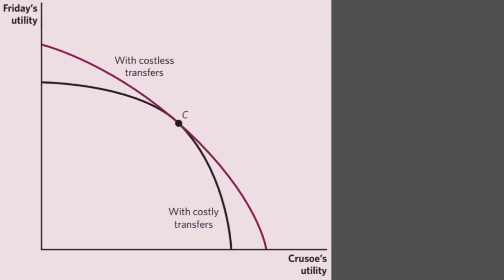In diagrams, we show this with two curves. The red one assumes costless transfers. The black one, which lies lower, reflects costly transfers. At point C, where no redistribution happens, they overlap. But anywhere else, the cost of redistribution drags the curve downward. This illustrates the tension between achieving fairness and maintaining efficiency.